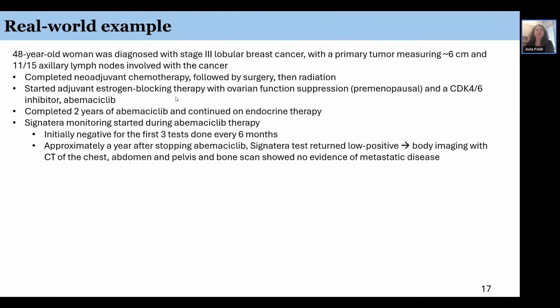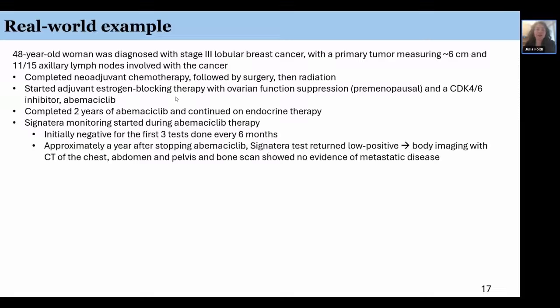So how might we use this in routine practice? So this is another example that we often see in clinic. A 48-year-old woman diagnosed with stage 3 lobular breast cancer. Her primary tumor was quite large, 6 centimeters. She had a lot of lymph nodes under the arm, 11 lymph nodes.